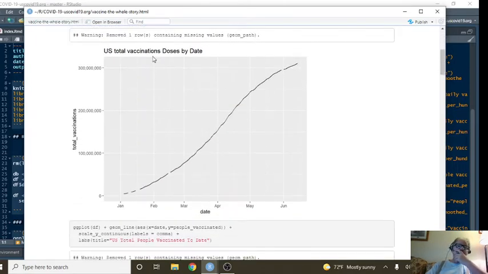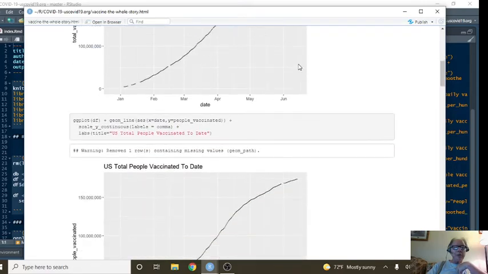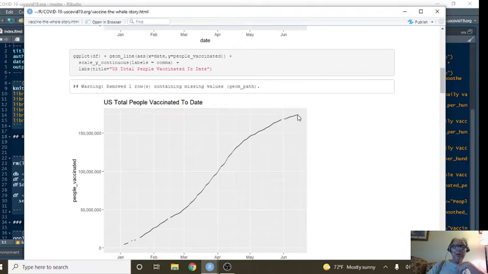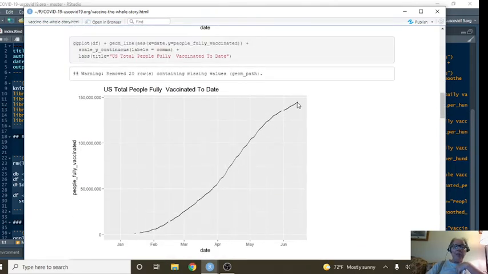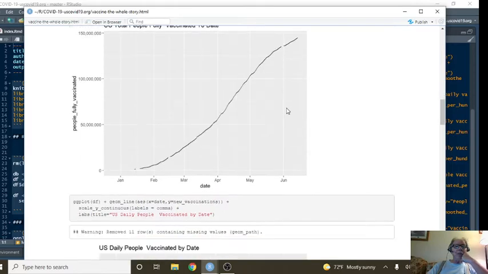Okay, so this is total vaccination doses by date. This is the cumulative total doses. So to date, the U.S. has administered over 300 million doses. Now this is the cumulative total of people that have received, I think, at least one shot. Here's 150 million, so this is probably 200 million right there. So close to 200 million people have received one shot. And here's the number of people who have been fully vaccinated. Again, this is close to 150 million people, 125, 150 million people vaccinated.